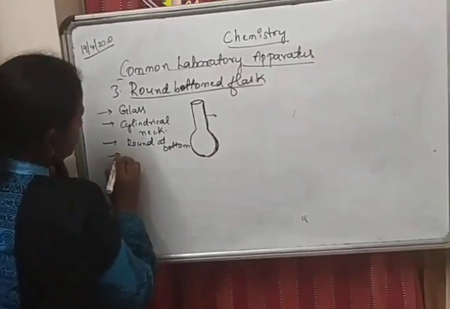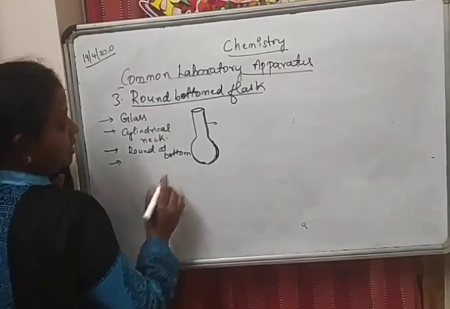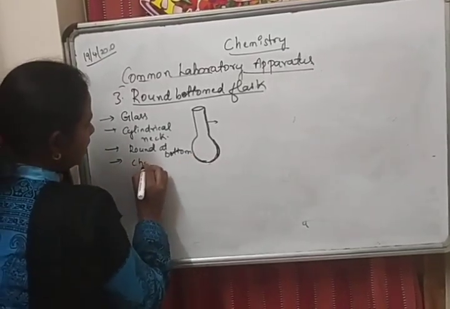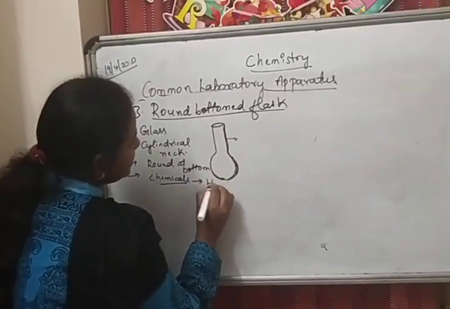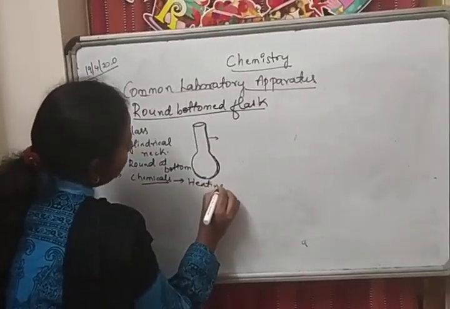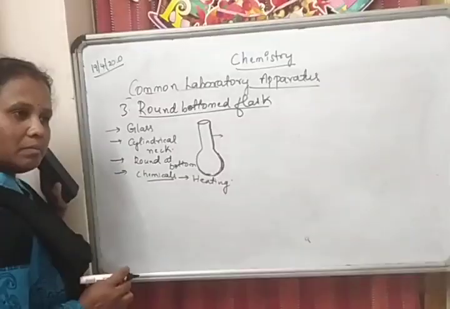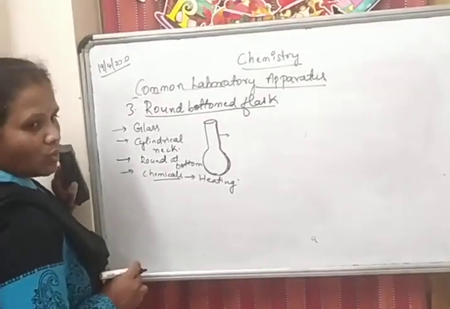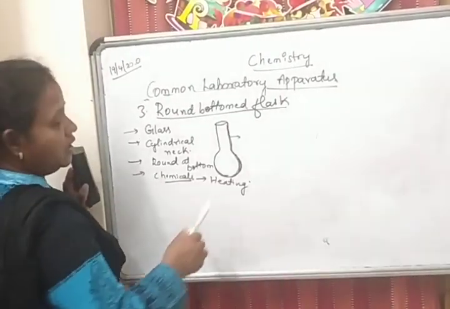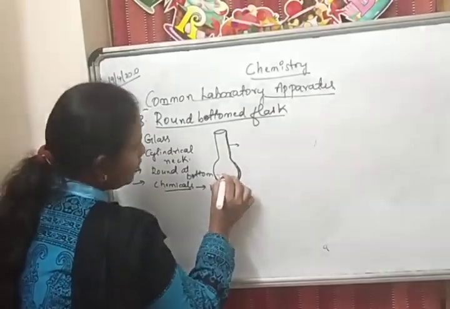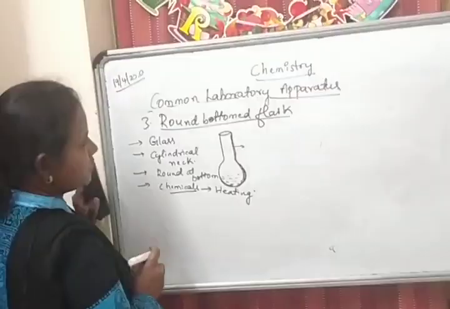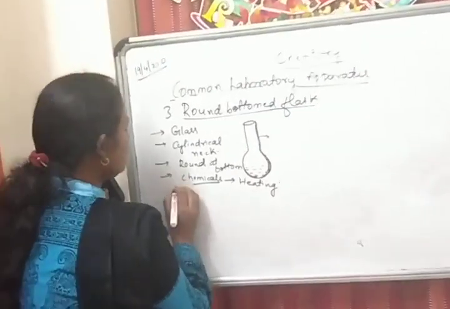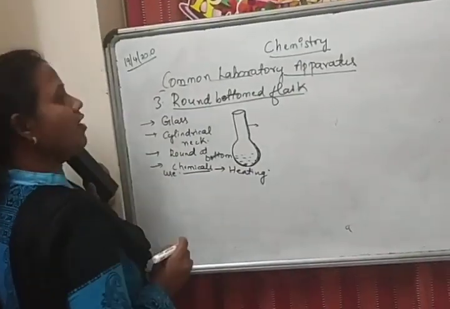Then what is the use of this round bottom flask? The chemicals are taken in this round bottom flask and they are subjected to the heating process. Whatever chemicals are required for the experiment, they are taken in the round bottom flask and subjected to heating. This is the use of the round bottom flask.